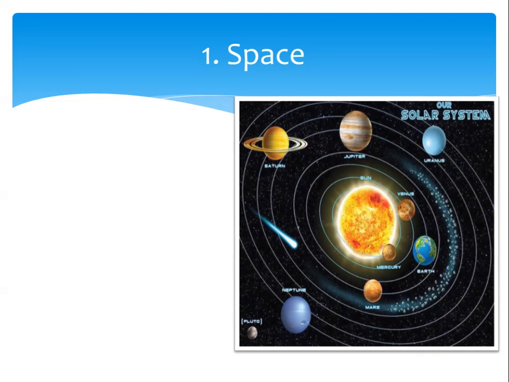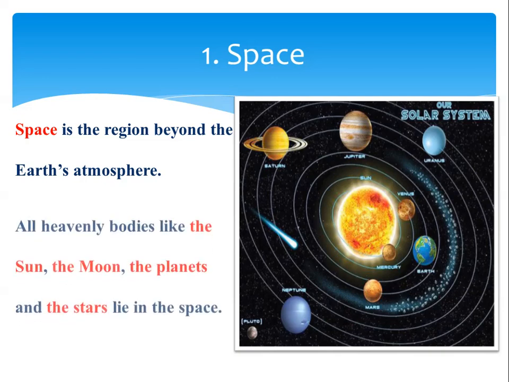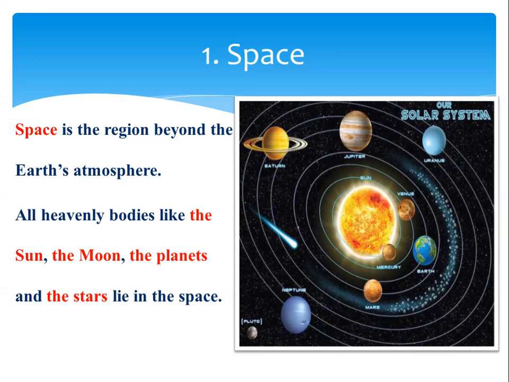What is space? Space is the region beyond the Earth's atmosphere. So region means area outside Earth's atmosphere. All heavenly bodies like the sun, the moon, the planets, and all the stars lie in the space. If you see this picture, you can see our solar system, all the planets and sun, they are in the space.